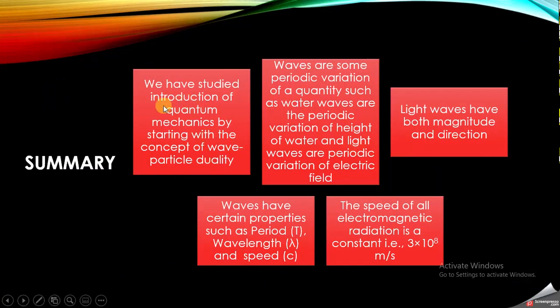So summarizing today's lecture, we have studied the introduction of quantum mechanics by starting with the concept of wave-particle duality. Waves are some periodic variation of any quantity, such as water waves are the periodic variation of height of the water, and light waves are the periodic variation of the electric field. Light waves have both magnitude and direction. Waves have properties like the time period, wavelength, and the speed. The speed of all electromagnetic radiation is constant, that is 3 into 10 to the power 8 meter per second. And the properties of the electromagnetic radiation depend upon their wavelength and frequency.